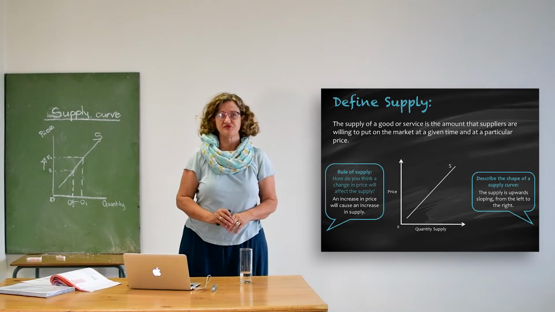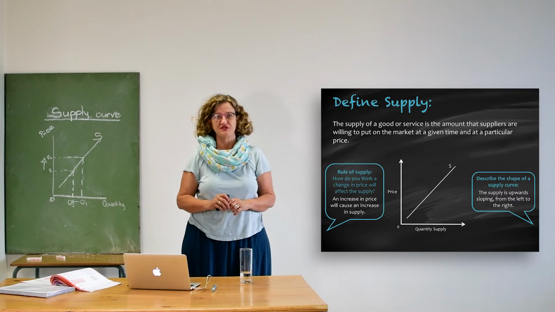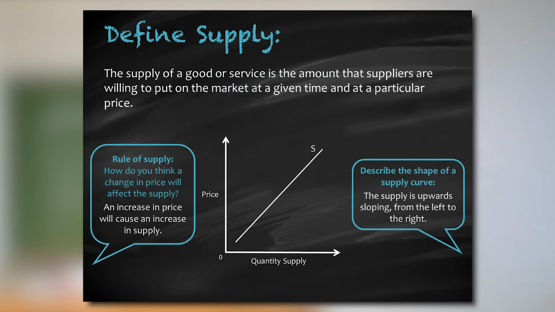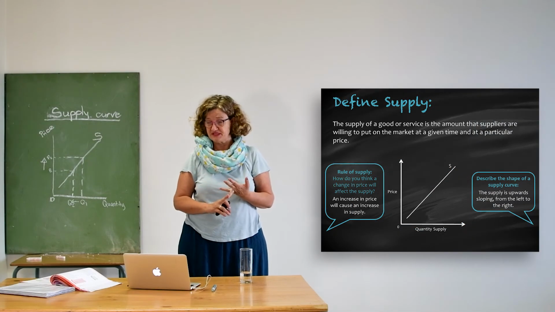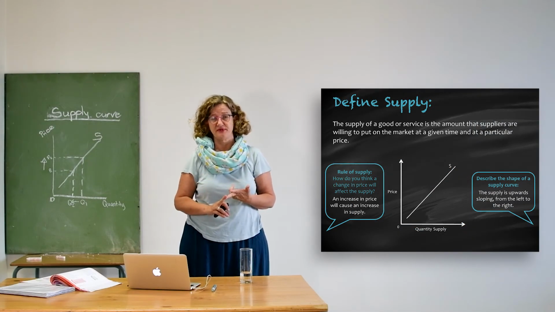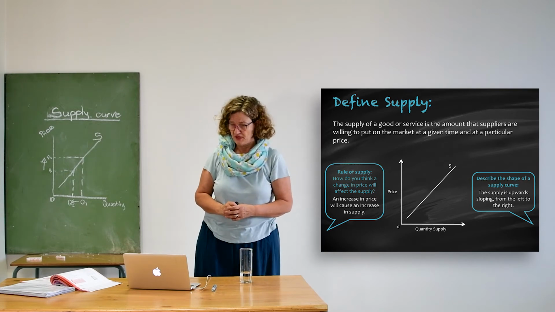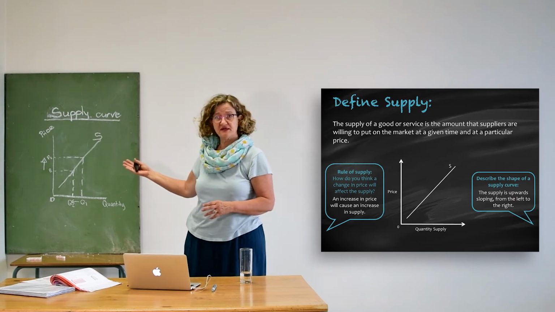Now we start with supply. We will first look at the definition of supply. Supply of a good or a service is the amount the suppliers are willing to put on the market at a given time and at a particular price. So only when you have all that, willing at a particular time and a particular price, then it can be seen as supply.